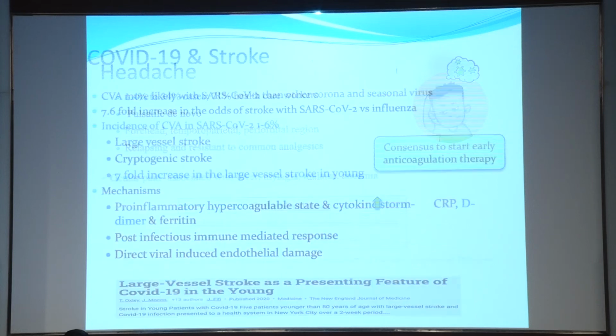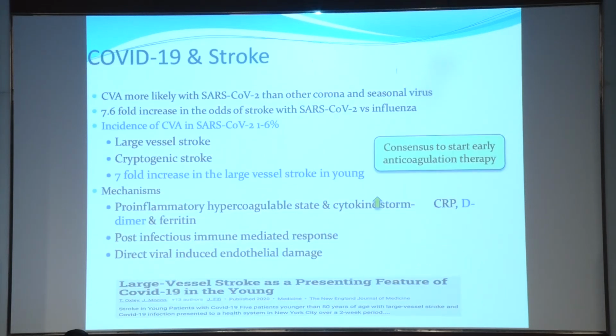the virus. Then COVID-19 and stroke, I think, is one of the most common manifestations which we saw in the last wave India faced last year. There was around a 7.6-fold increase in the odds of stroke with the COVID virus as compared to the influenza virus, and this kind of stroke was generally a large vessel stroke.